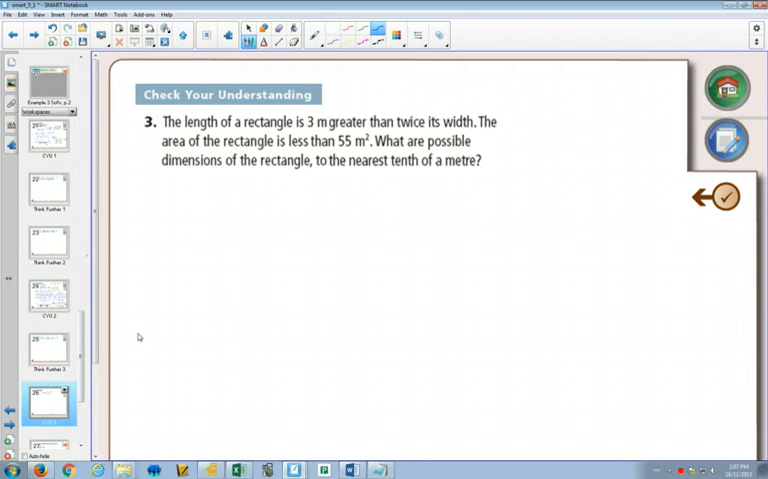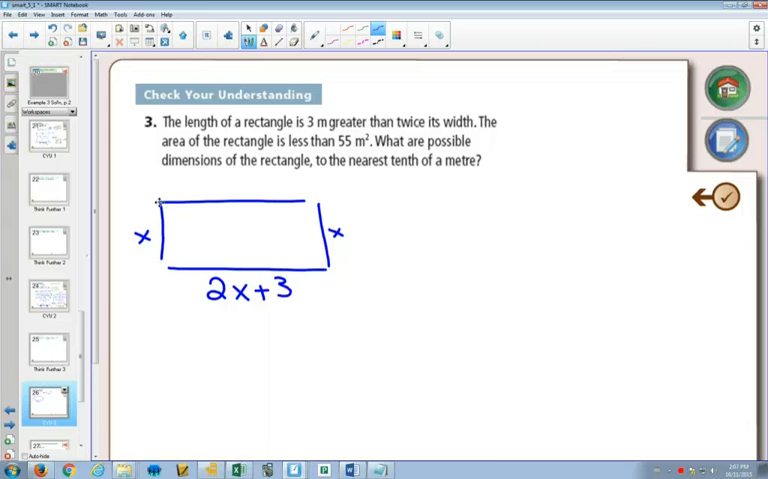So it's a word problem with a rectangle, so probably the best thing to start with is drawing a picture of a rectangle. We know that the length is 3 meters greater than twice its width. So at this point, we don't know what its length or width is. If I make my width x, that tells me that the length is 3 greater than twice the width. Does that make sense, that the length is 2 times the width plus 3, or 3 greater than twice the width? Now the area of this rectangle is less than 55.